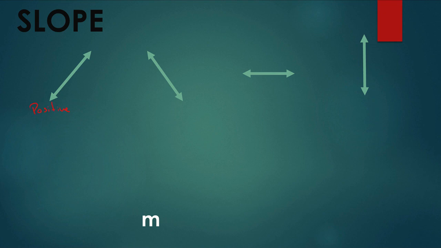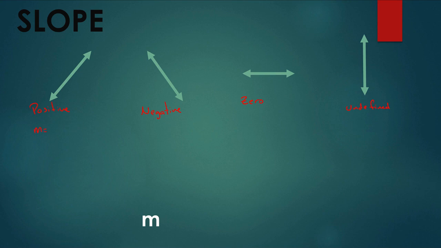right? Positive slope. This one is going to be negative slope. This horizontal one is going to have a slope of 0, or zero slope. And the vertical is going to have an undefined slope, right? And so for all four of these, okay, so m represents the slope, right?